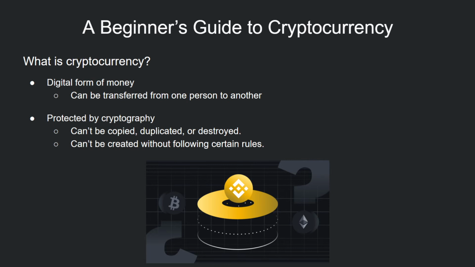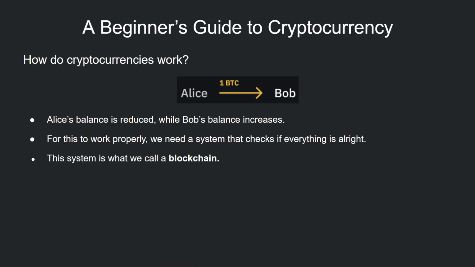So cryptography is one of the things that allow us to use cryptocurrencies as a digital form of money, mainly because they can't be copied, destroyed, or created out of thin air. Cryptocurrencies cannot be created without following certain rules. So a digital file that can't be copied, destroyed, or created out of nothing can certainly be used as digital money. That's the idea of cryptocurrencies. So let's see how they work.